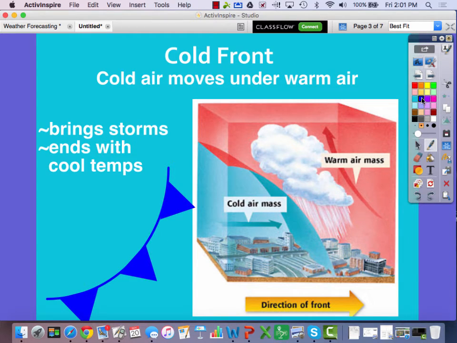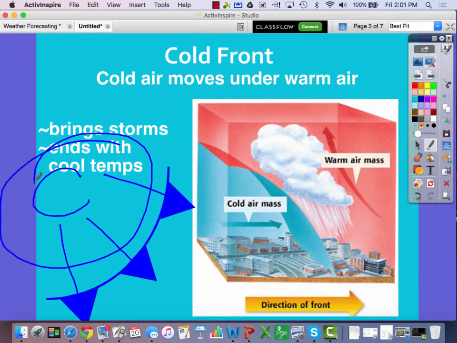So if we look at our weather map symbol, we have those blue triangles, and those blue triangles are actually arrows, and the arrows are pointing in which direction the cold air is moving. Behind the arrows is where our cold air is, and like Miss Butterfield said, they're chomping at the warm air, and our warm air is over here trying to get eaten by the cold air.